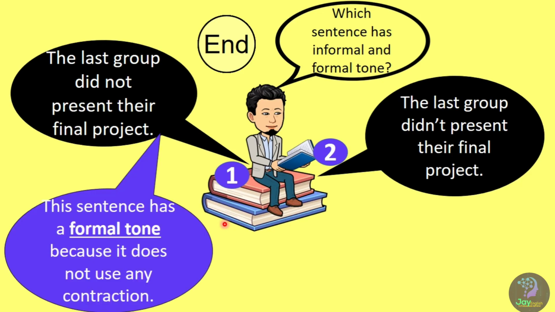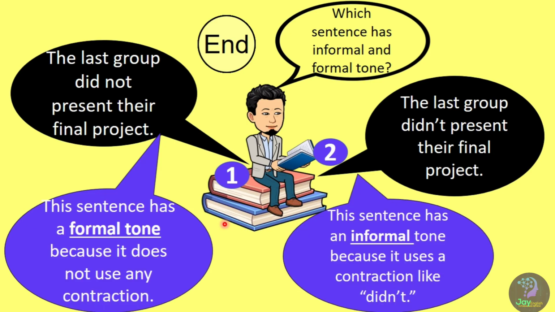This sentence has a formal tone because it does not use any contraction, while this sentence has an informal tone because it uses a contraction like didn't. So to make this sentence formal, it should be did not, or it should be spelled separately, did and not, not didn't like in this second sentence.